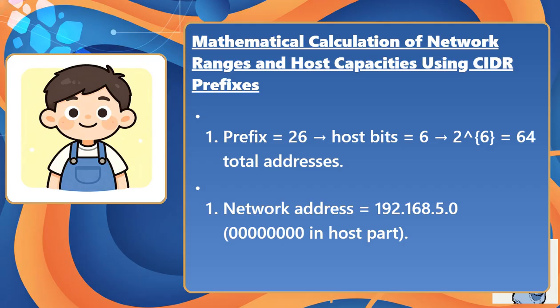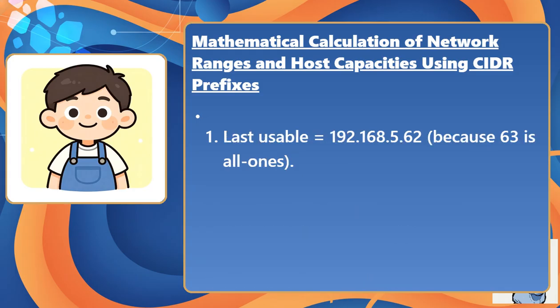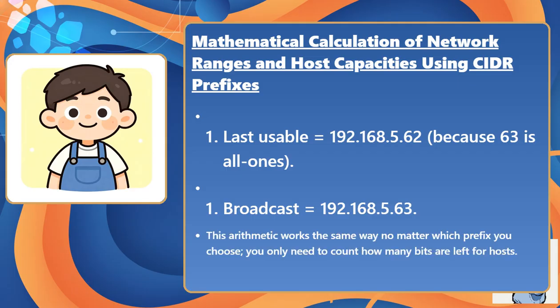Network address equals 192.168.5.0, with all zeros in the host part. First usable equals 192.168.5.1. Last usable equals 192.168.5.62, because 63 is all ones. Broadcast equals 192.168.5.63. This arithmetic works the same way no matter which prefix you choose. You only need to count how many bits are left for hosts.